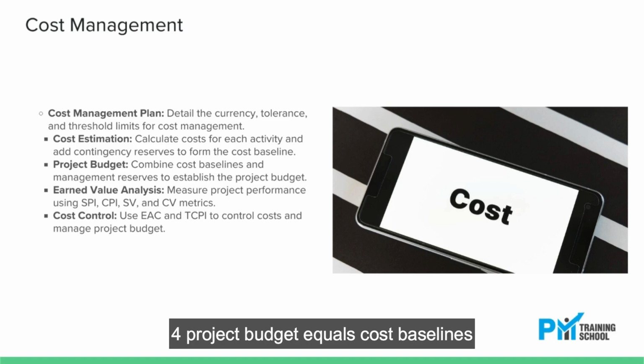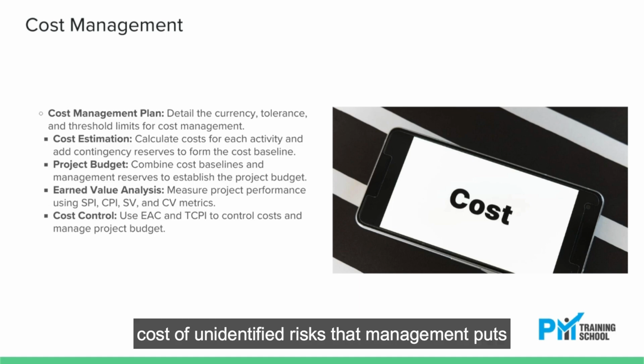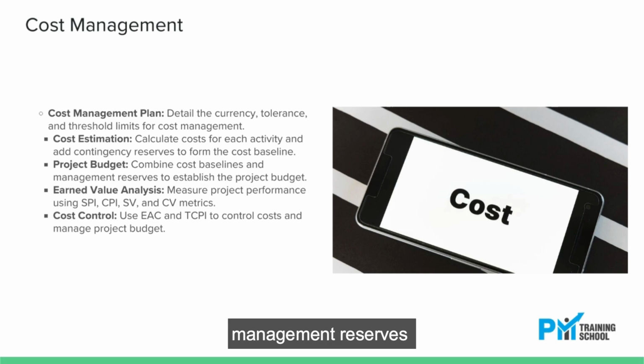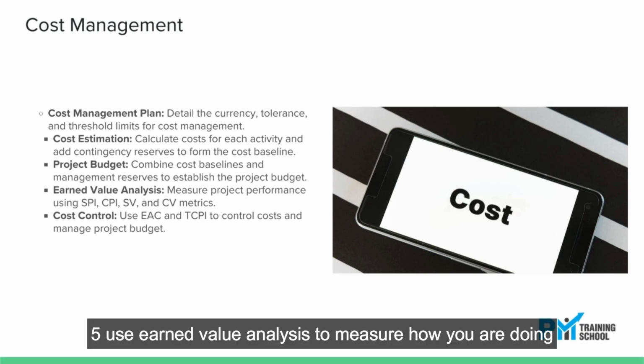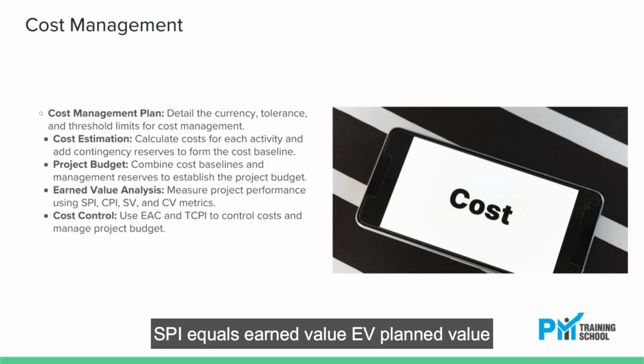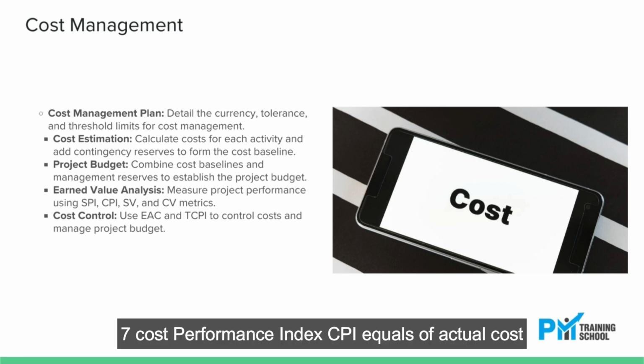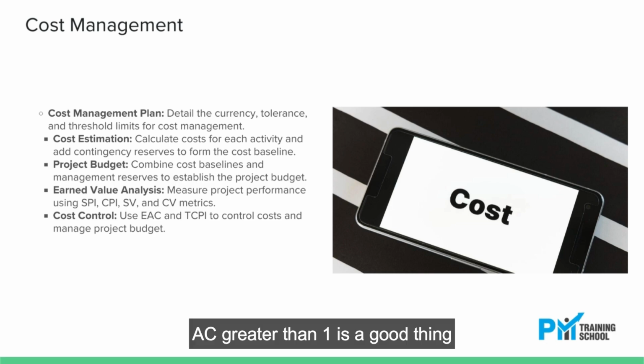4. Project budget equals cost baseline plus management reserves. Management reserves are the cost of unidentified risks that management puts aside. Note, you need to raise a change request to access management reserves. 5. Use earned value analysis to measure how you are doing cost and schedule-wise. 6. Schedule performance index, SPI, equals earned value EV divided by planned value PV. Greater than 1 is a good thing. 7. Cost performance index, CPI, equals EV divided by actual cost AC. Greater than 1 is a good thing.